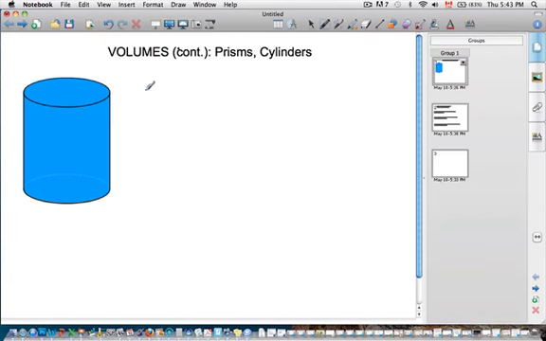In a couple of videos we spoke about the volumes of cubes and rectangular prisms, and today we're going to talk about more prisms and cylinders. So we'll start with a cylinder.